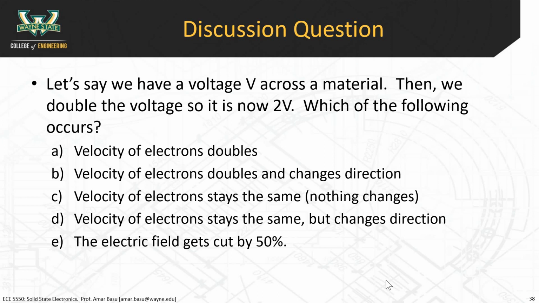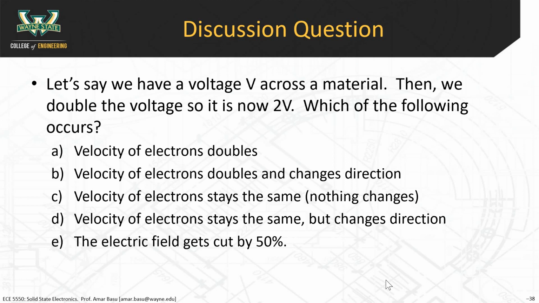Next: the velocity of the electrons doubles and changes direction. Is that true? No. What would cause a change in direction? Changing the polarity of the voltage, or having holes instead of electrons, since holes go in the opposite direction of the electrons. The velocity of the electron stays the same? No, that's obviously not true. The velocity stays the same but changes direction? Also not true. We established that it doesn't change direction.